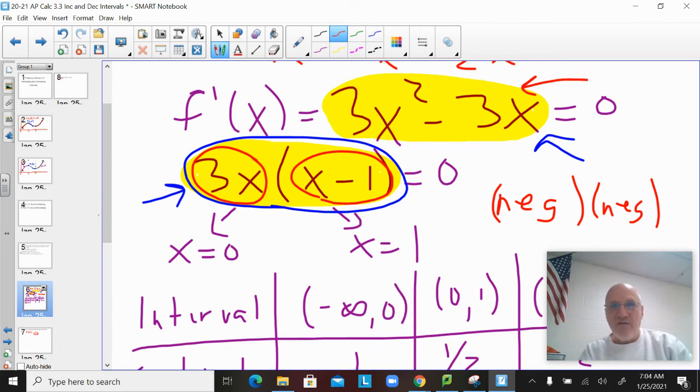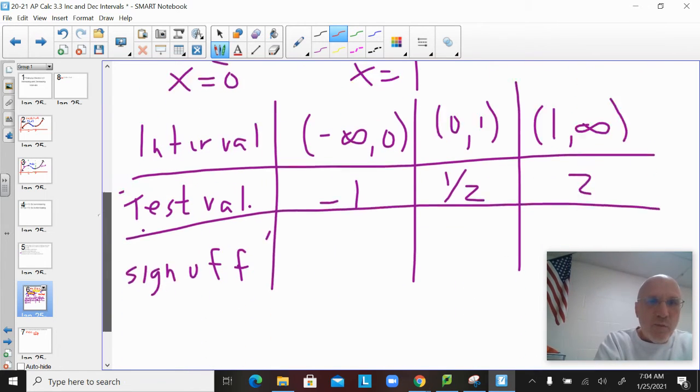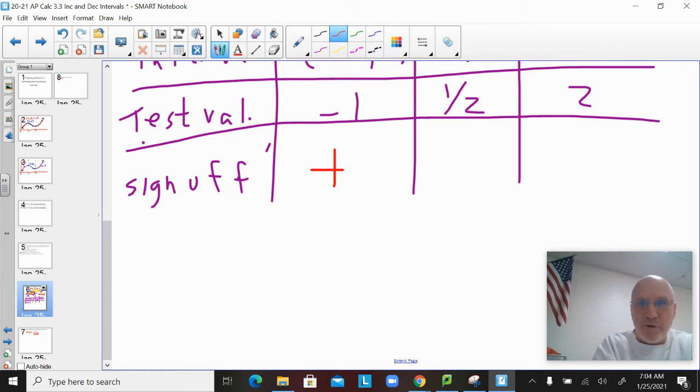I'm plugging in negative 1. I have those two red circles there. 3 times negative 1 is a negative. Negative 1 minus 1 is another negative. A negative times a negative is in fact a positive. As we go down here, I'm going to just put a plus sign there. That means the sign of the derivative at negative 1 is positive.